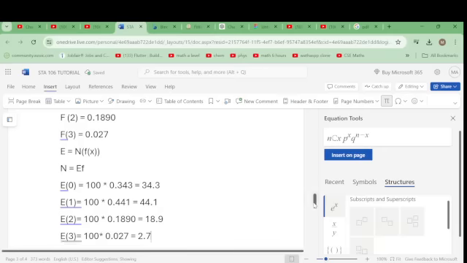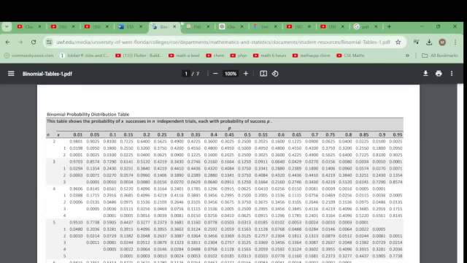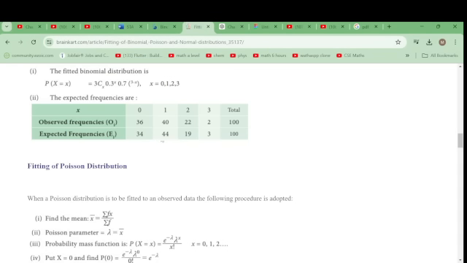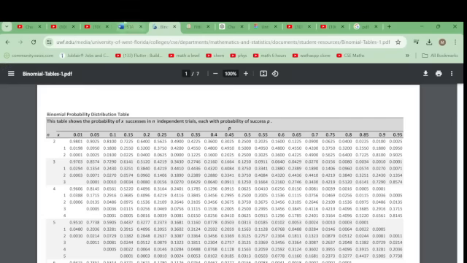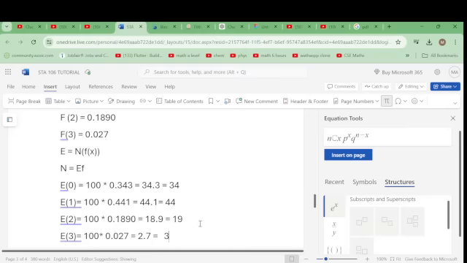So you can see, but we cannot use all this. You remember when I talked about discrete that time? Binomial is a discrete probability. It cannot be in point. So you will approximate all of this to the nearest whole number. This is 34, 44, 19, and 2.7 will become 3. So let's confirm if it is correct. 34, 44, 19, 3. So let's go and update our data here.